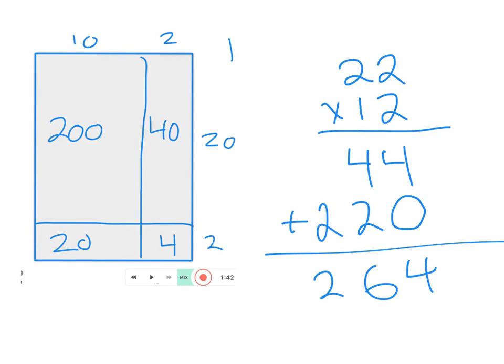So this has been modeling for multiplication. Hopefully that sheds some light on this situation. The next video will be modeling with division, which is a little bit harder.